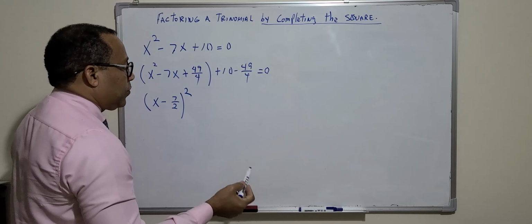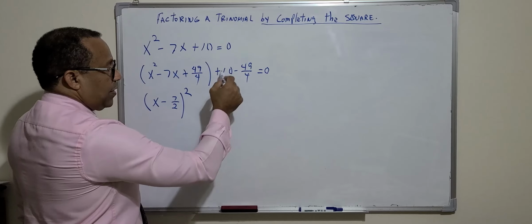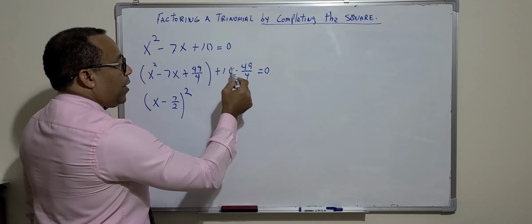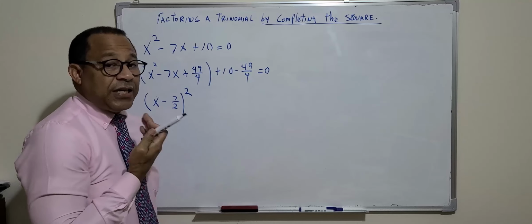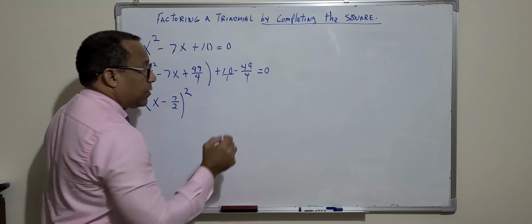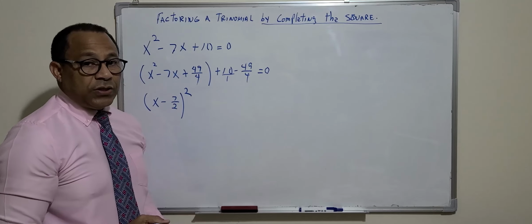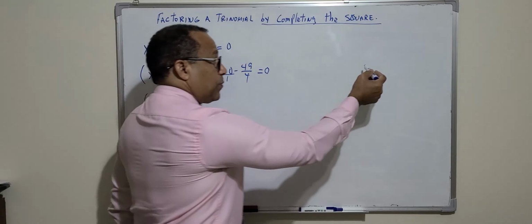What do I have to do now? I need to solve these fractions. It says 10 minus 49 over 4. I said fractions because we know that this 10 is also over 1. So I need to subtract these two fractions. And let's show the subtraction right here.